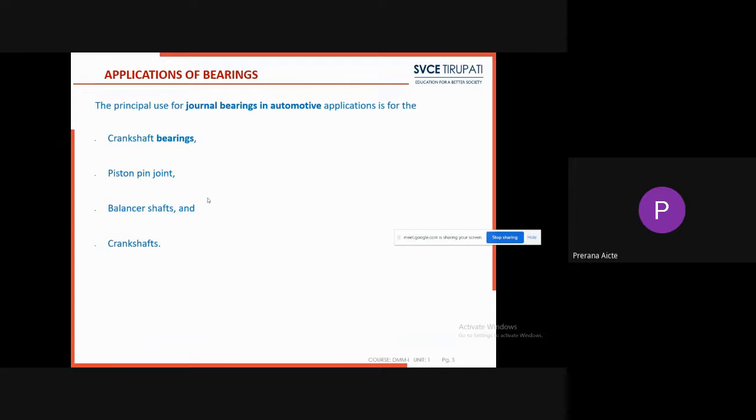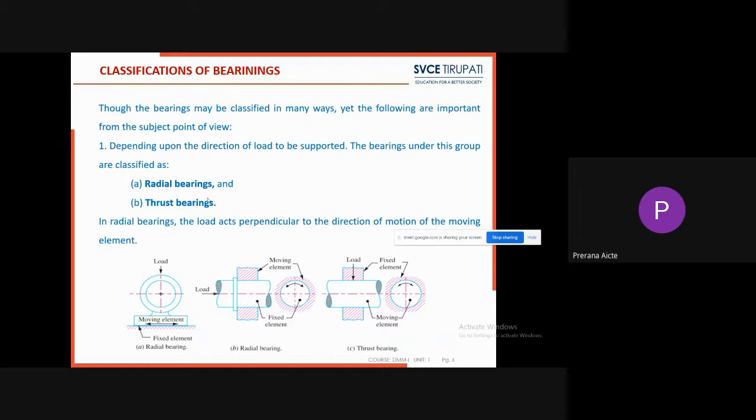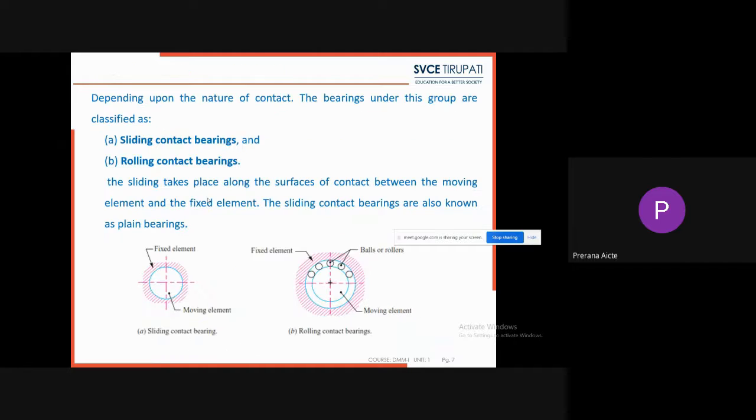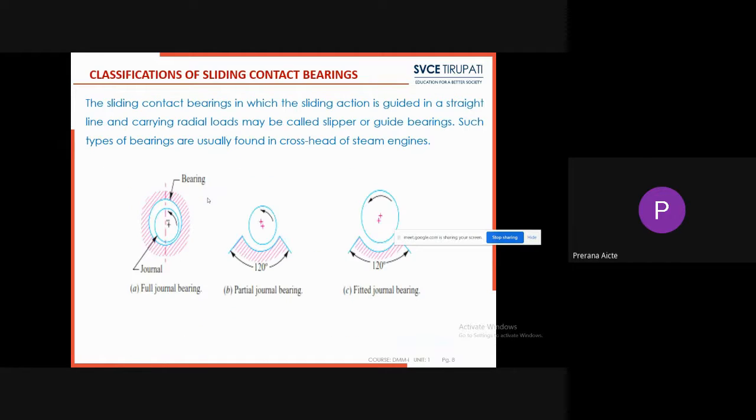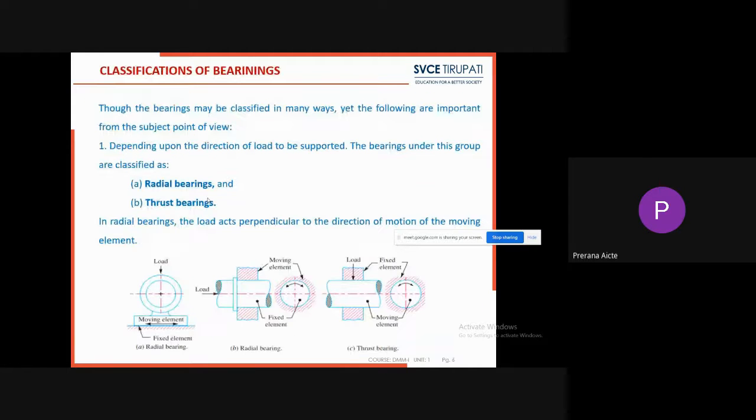Next is the classification of bearings. Generally, bearings are classified into two types according to type of load, and one more according to nature of the contact. According to the nature of the contact, we classify different types of bearing.